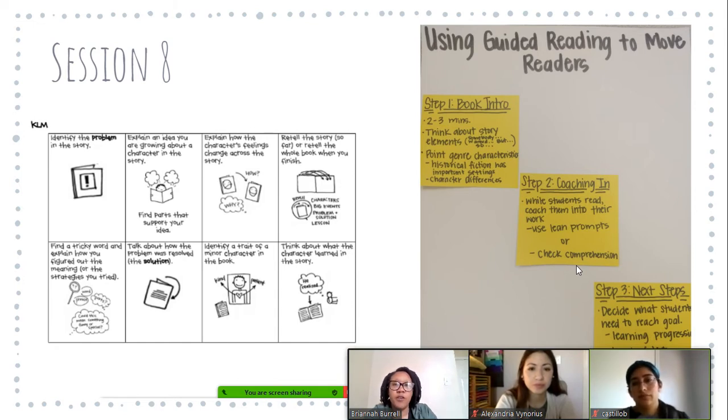So the first thing you would do is have a book introduction, really going over the story elements and the characteristics of the genre. And then you will listen to them read their text and then coach in and give them lean prompts to help them with decoding and also comprehension. And then the last step would be guiding them to do their comprehension thinking using the bands of text complexity cards.